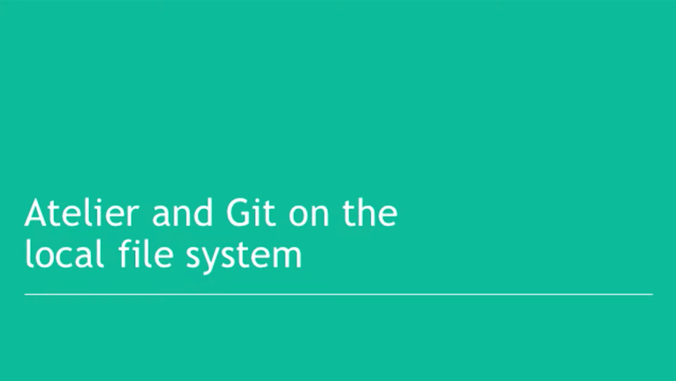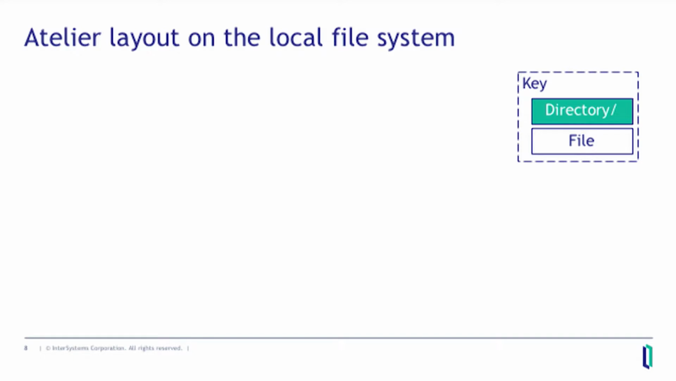So Atelier and a Git local repository are both storing files on your local file system. I'll show you what those both look like. First, we'll focus on just how Atelier is storing your local copies of the code that you're working with. In the next couple of diagrams, you're going to see directories in green boxes and files in the white boxes.